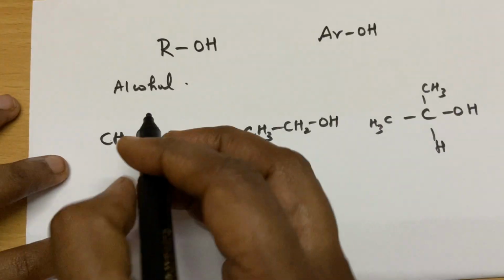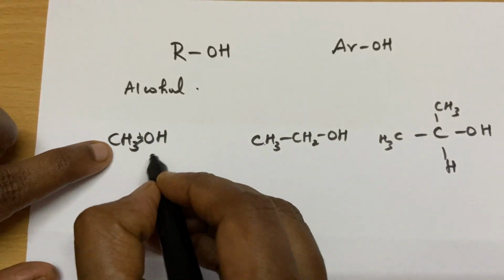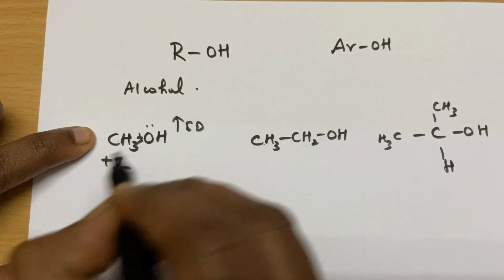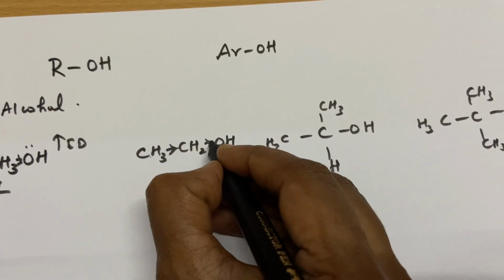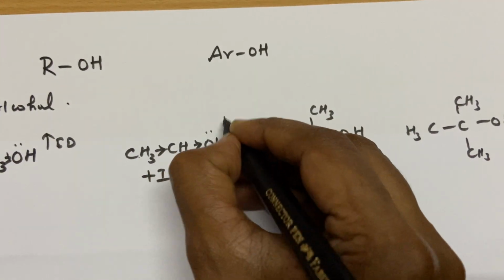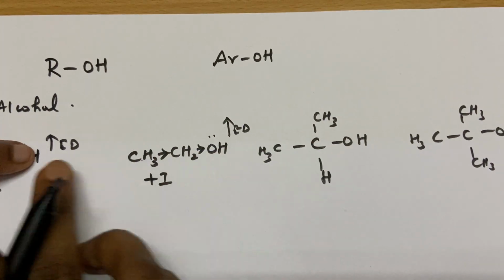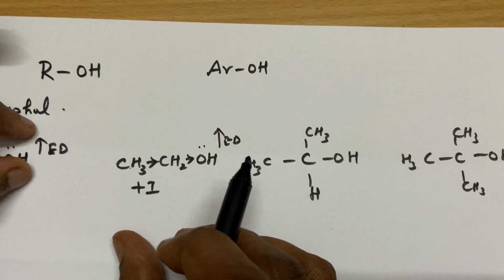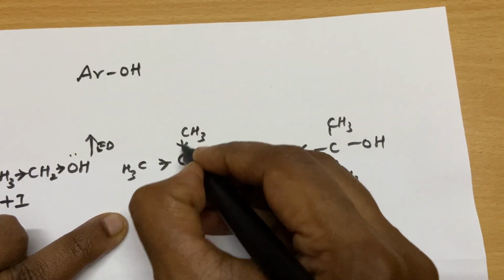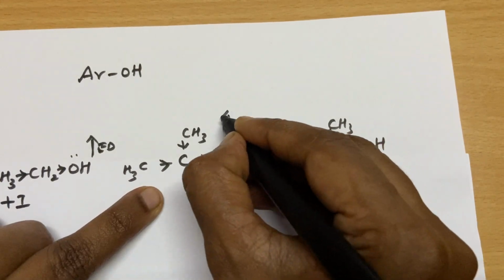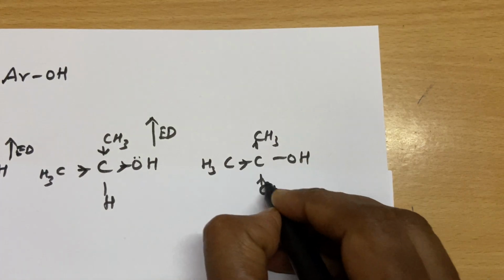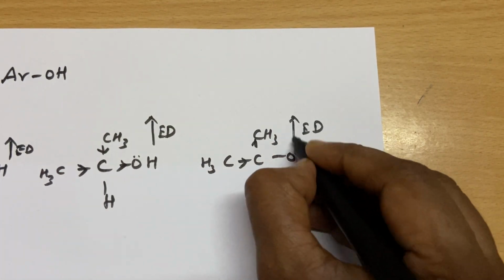So what is going to happen here? The methyl group is going to show a plus I effect, so the electron density increases. The ethyl group has more plus I effect than the methyl, so the electron density is going to increase more than this. See the size of the arrow mark. Here two groups are going to increase the electron density on oxygen furthermore. Here it is tertiary, so the electron density is going to increase even more.